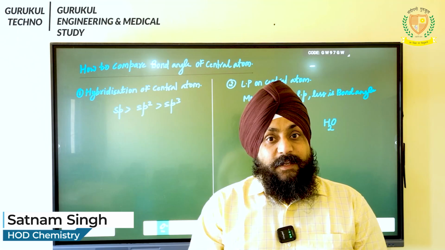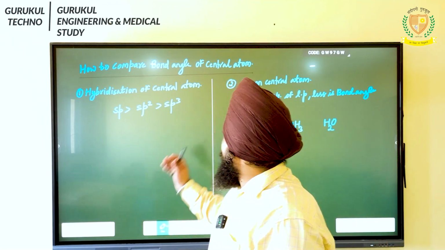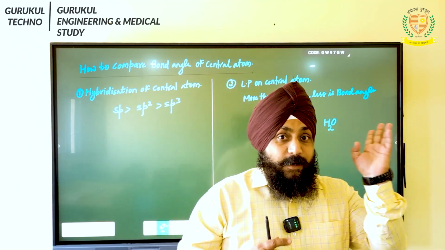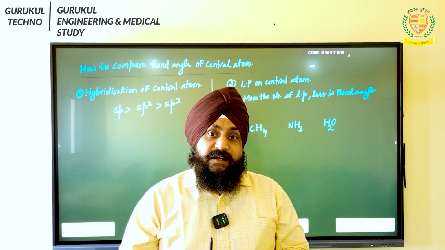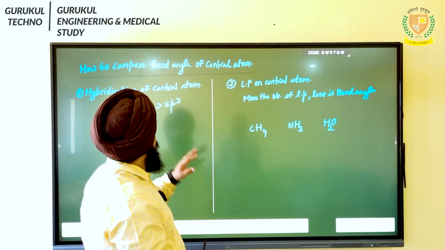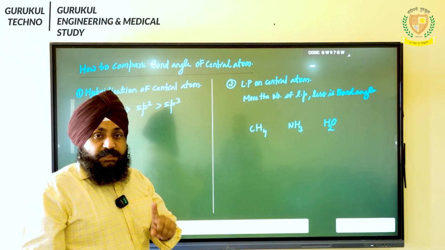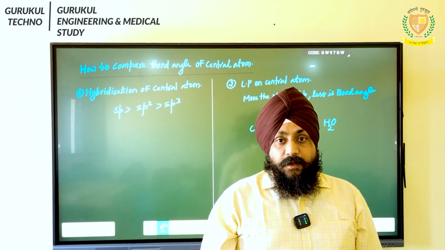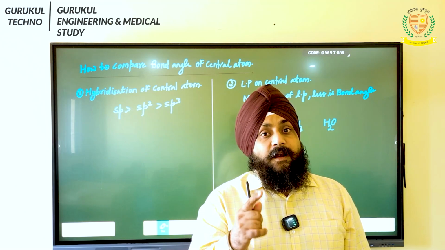Students, today we will be learning how to compare bond angle of the central atom. Yes students, our topic is to compare bond angle of the central atom. So what are the steps involved in this? See students, when we compare bond angle of the central atom, the very first thing is we will be looking for the hybridization of the central atom. Okay, first we will check the hybridization of the central atom.